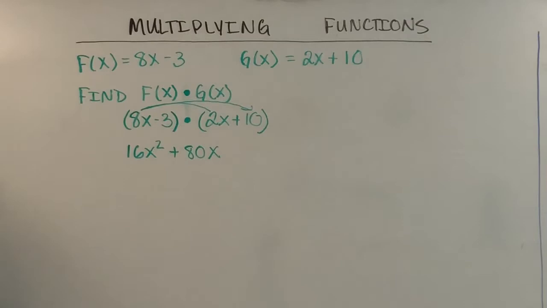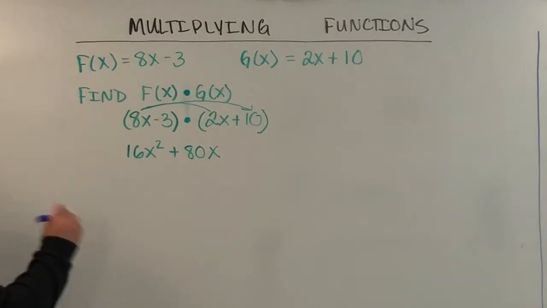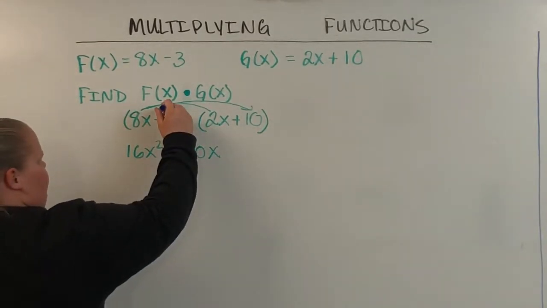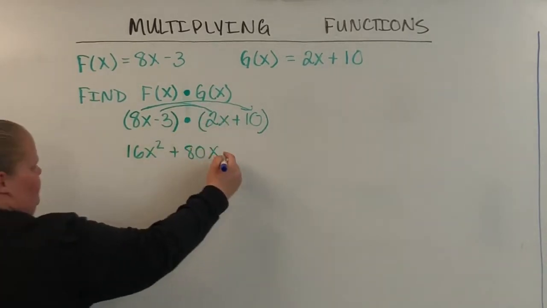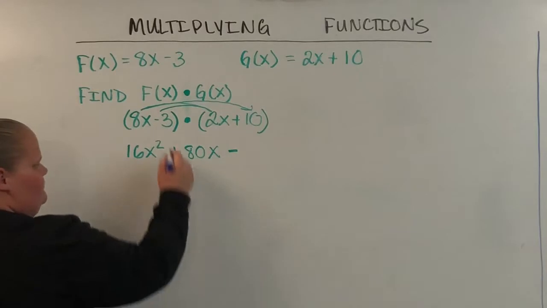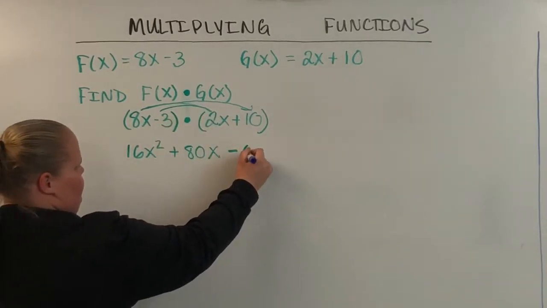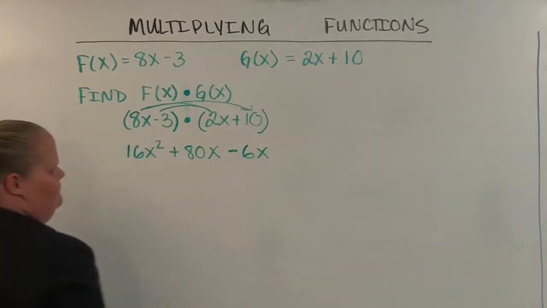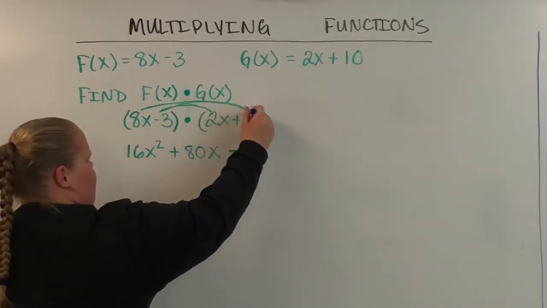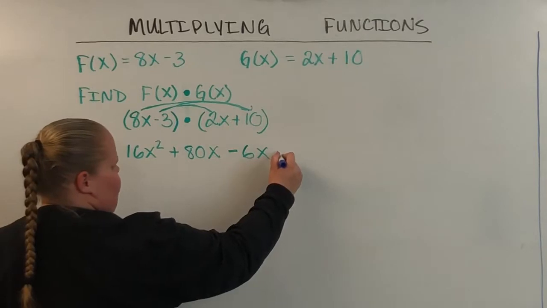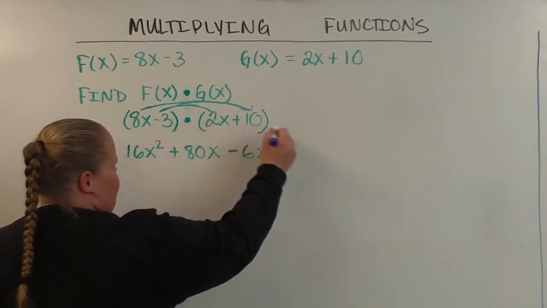Now what we're going to do is multiply that negative 3 times both of those as well. So I have negative 3 times 2x. Negative times a positive, it's going to be negative. 3 times 2 is 6, and we have an x. Okay? Then we're going to do negative 3 times 10. Negative 3 times 10 is going to be a negative. 3 times 10 is 30.